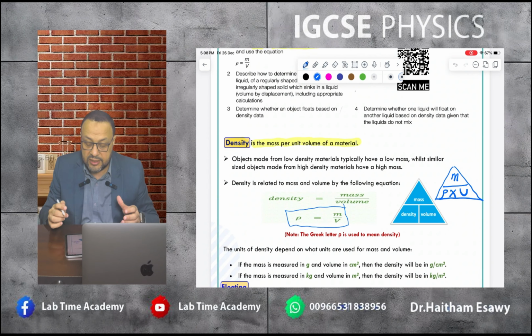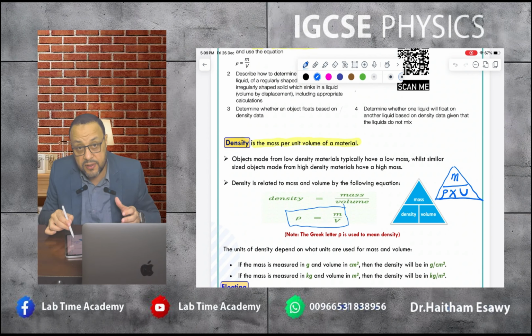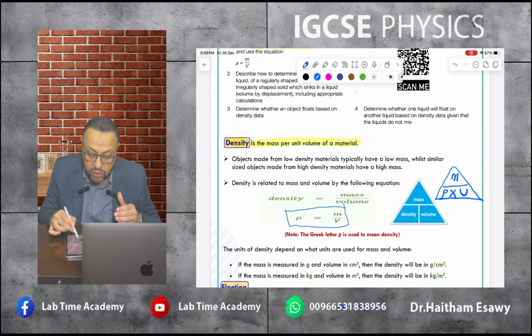Meaning, if he asks you to get the density, then rho equals m divided by v. If he gives you rho and m and asks you to get the volume, then v equals m divided by rho. If he asks you to get the mass, then m equals density multiplied by volume.